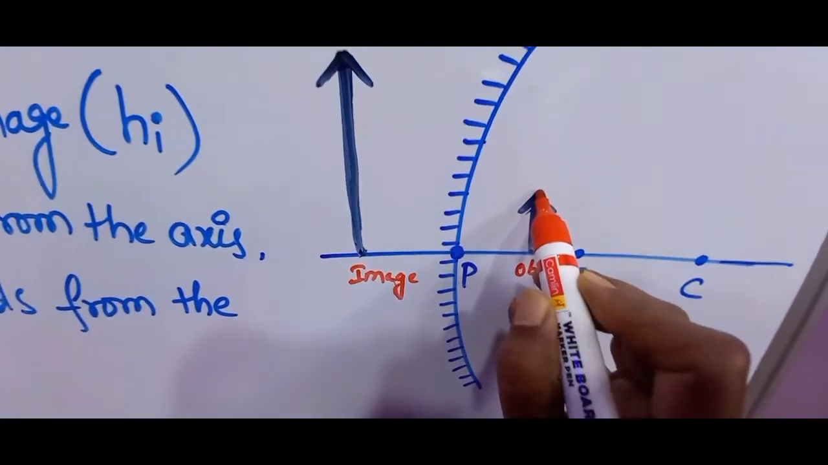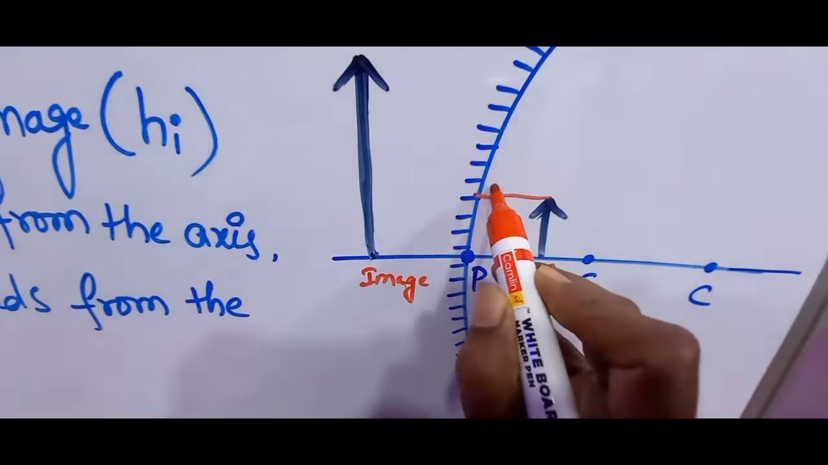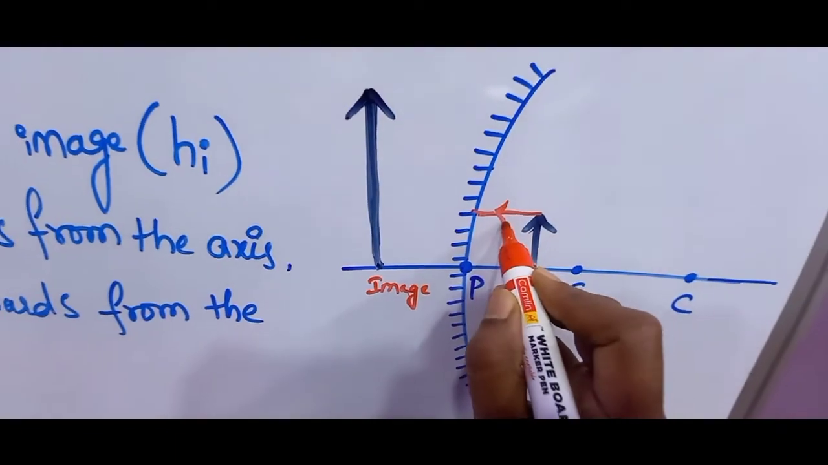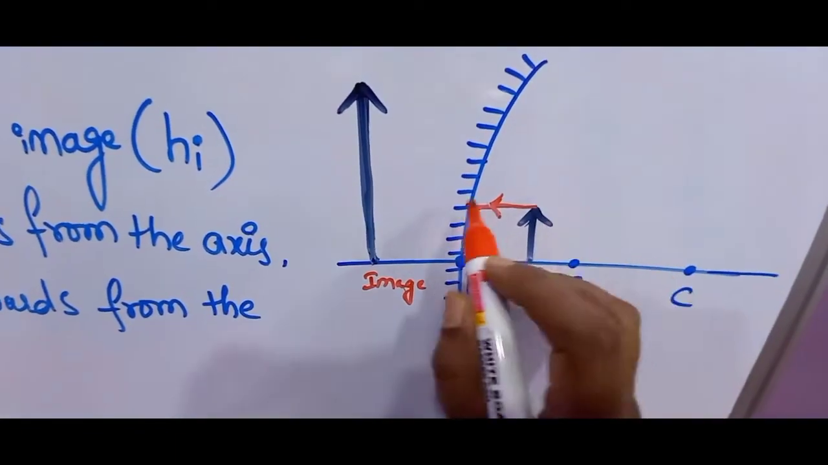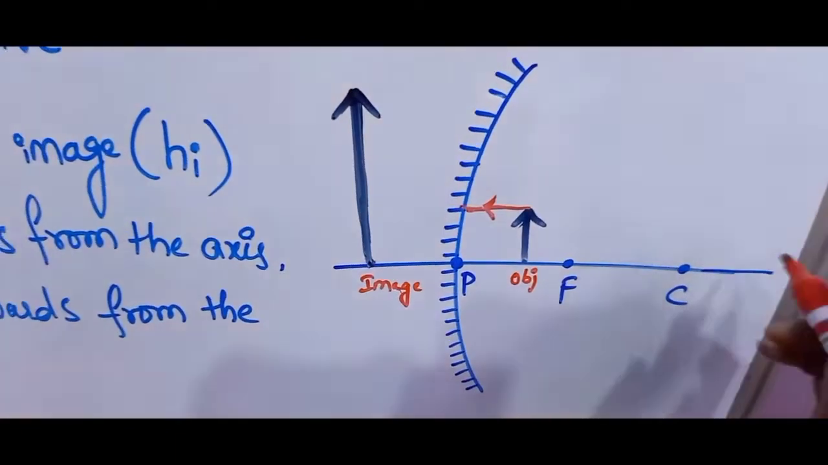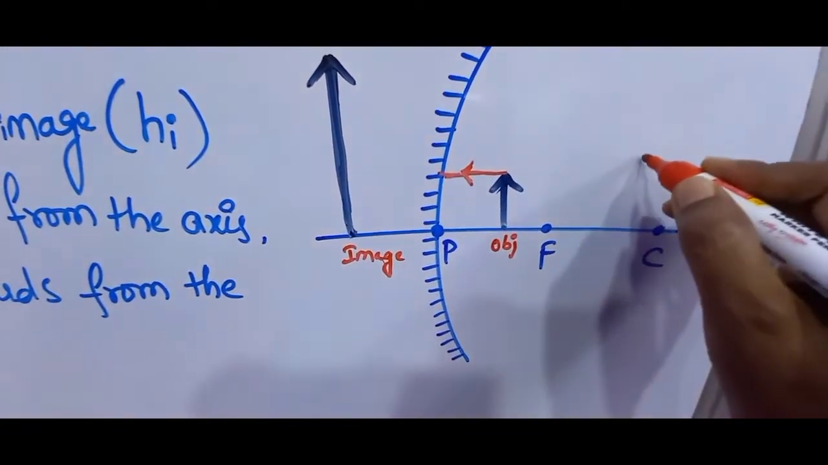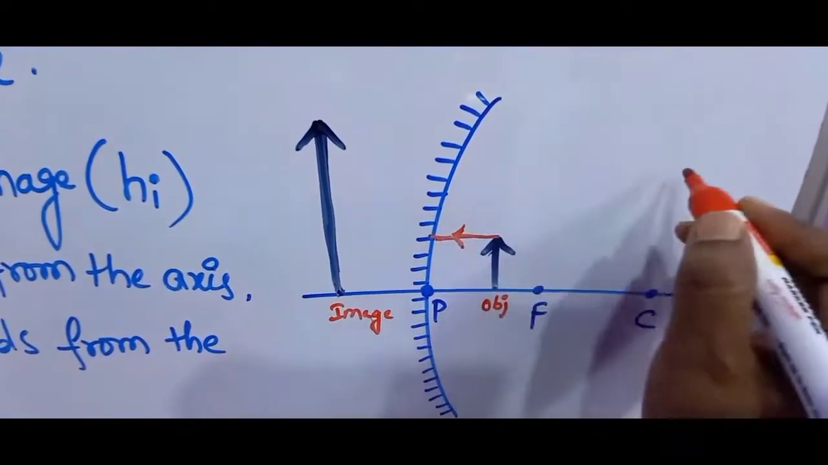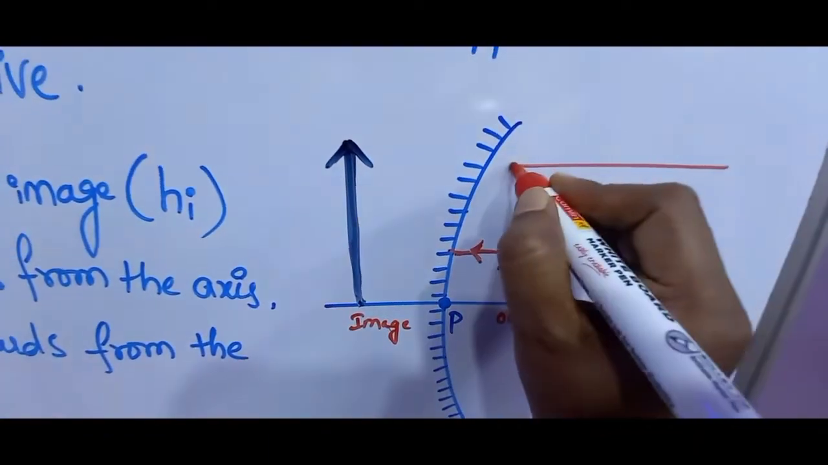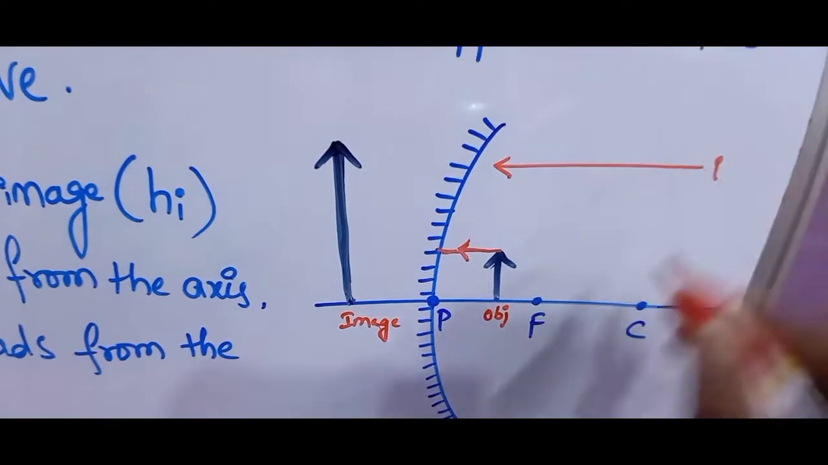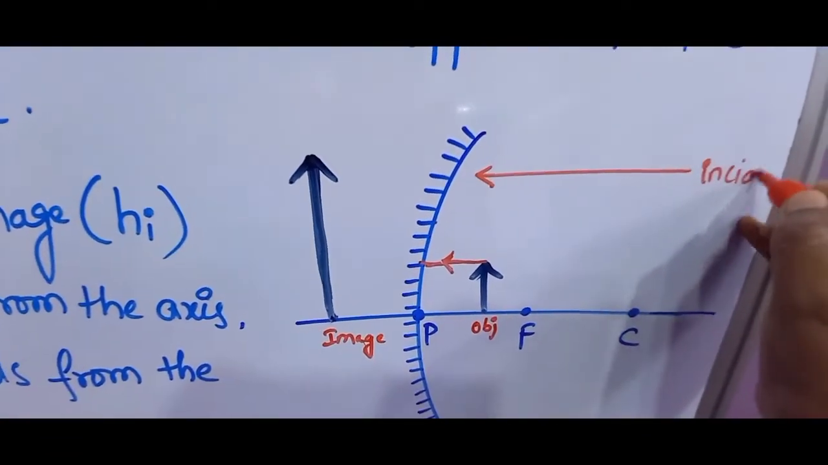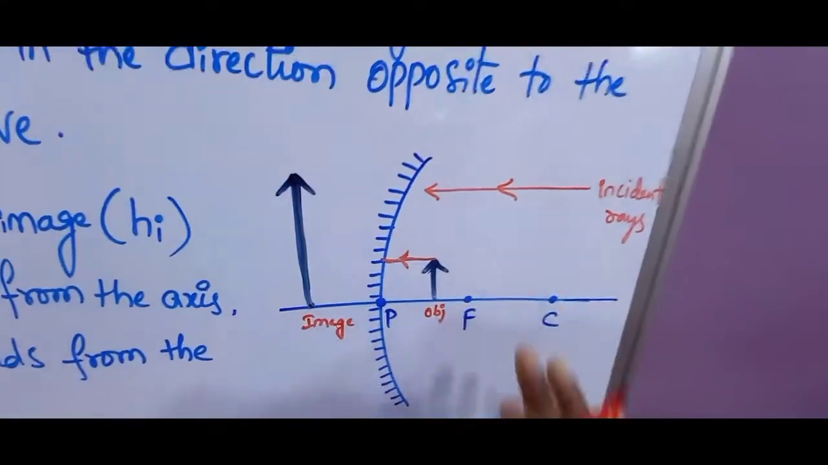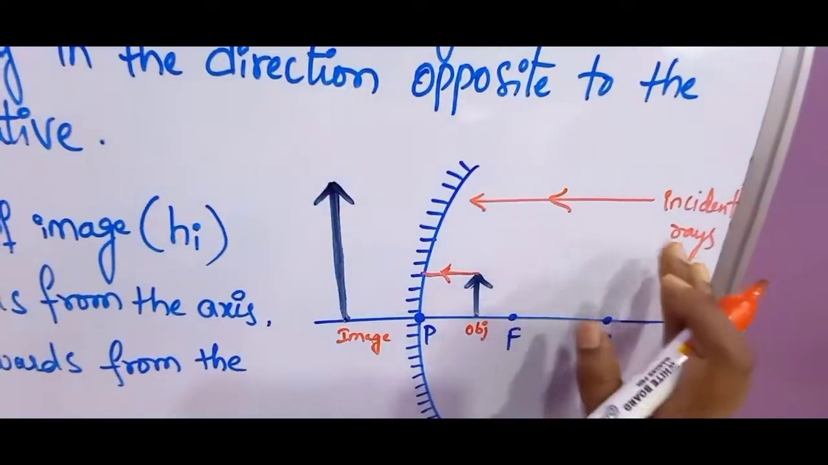From the object, the light rays will be coming and striking the concave mirror. So what is this direction? This is the direction of the incident light rays. Suppose an object is placed here or here, again from this side only the light rays will be coming. So this is the incident light ray direction. I is nothing but the incident ray. The incident rays are coming in this direction.